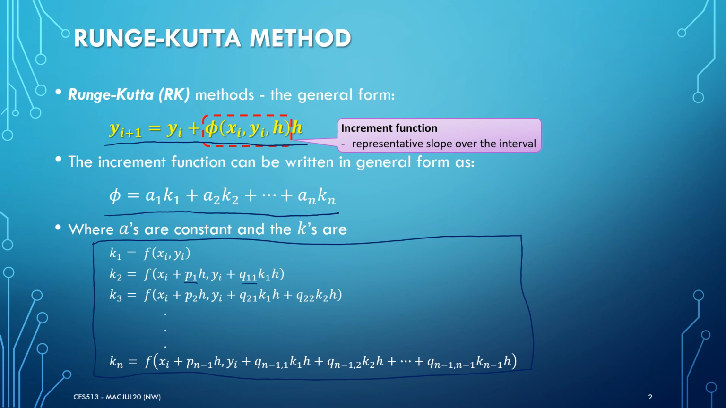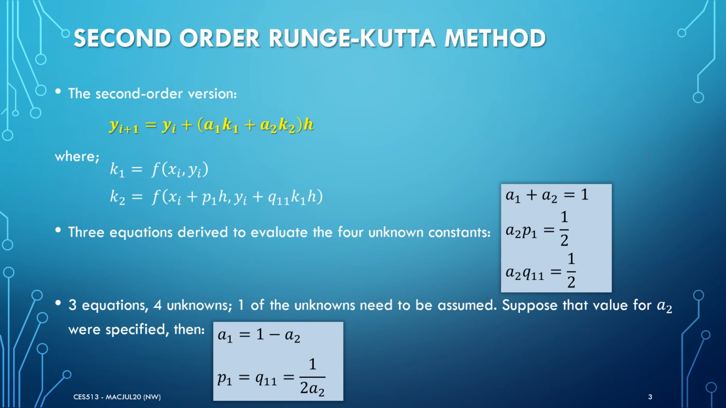There are various types of Runge-Kutta methods that can be devised by employing different numbers of terms in the increment function as specified by n. You can see here that the first order Runge-Kutta method, with n equal to 1, is actually Euler's method. For this Runge-Kutta method, we will look closely at two versions: first the second order method, and second the fourth order Runge-Kutta method.